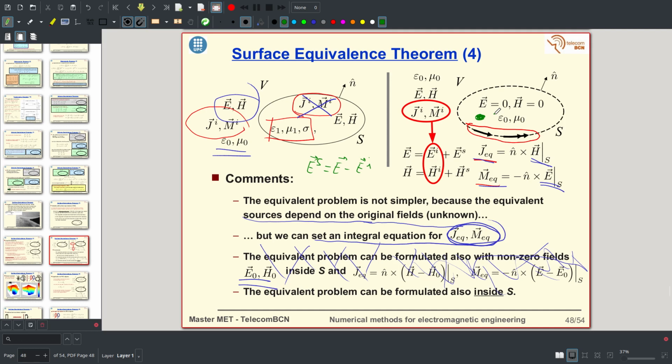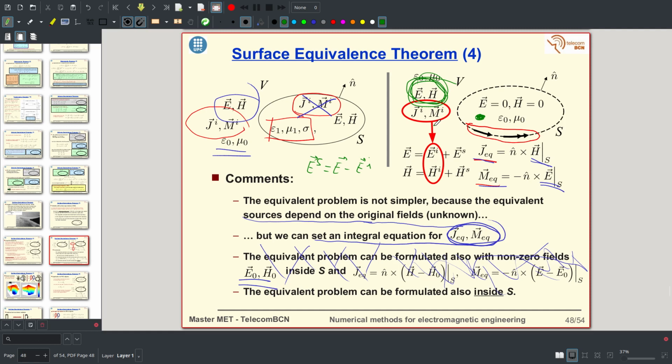case in which we have a perfectly conducting object. In a perfectly conducting object we already know that the fields are zero inside the object, so we only need to compute the fields outside the object, and in this case we only have to formulate the surface equivalence theorem outside the object, because it is the only place where we need to compute the fields.